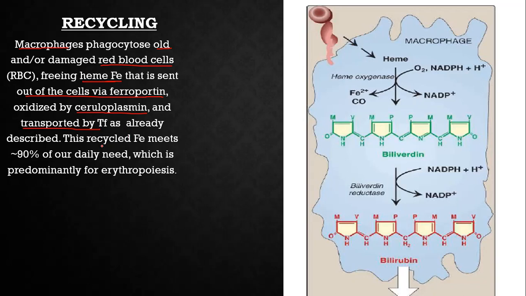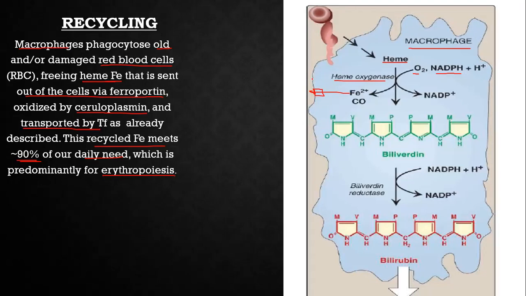This recycled iron usually meets up to 90% of our daily need, which is mainly used in erythropoiesis, the production of your red blood cells. Here you can see this is a macrophage. It will phagocytose these old red blood cells to free up this iron. Then we have the heme oxygenase here. You can see we require oxygen and NADPH to produce this iron, which will be transported out of the macrophage via a ferroportin here. But as it is being transported out, it has to be oxidized to the ferric state.